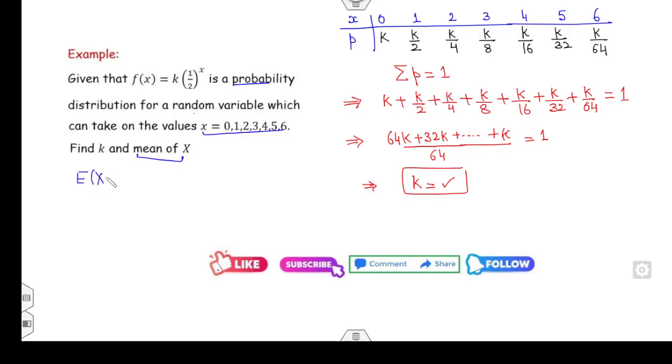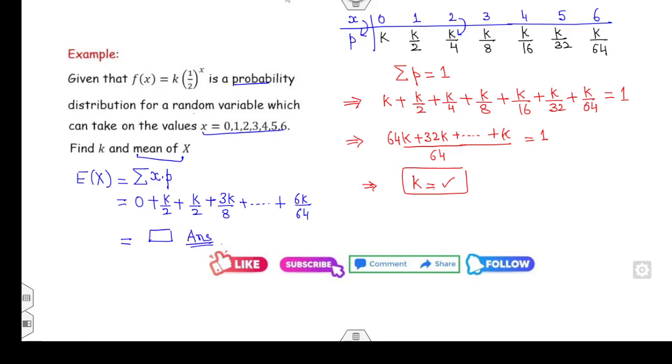The second part is to calculate the mean. That means your target is to find E(x), which is x into P. So you multiply them, x into P. The first number is 0, then k over 2, then again k over 2, then 3 times k over 8, and so on. The last term will be 6k over 64. You can take the LCM, substitute the value of k, and after solving you will get the right answer of the problem. So you can solve it on your own and get the right answer. Okay, next one.